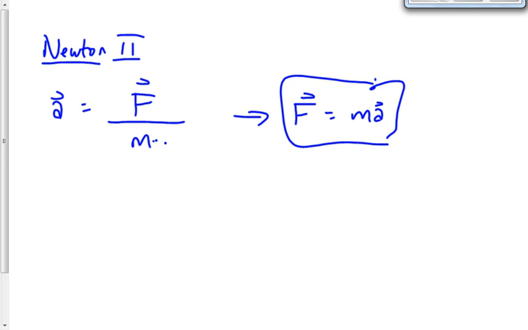We also yesterday talked about 3 types of forces, 3 specific types of forces. The first one we talked about was weight.